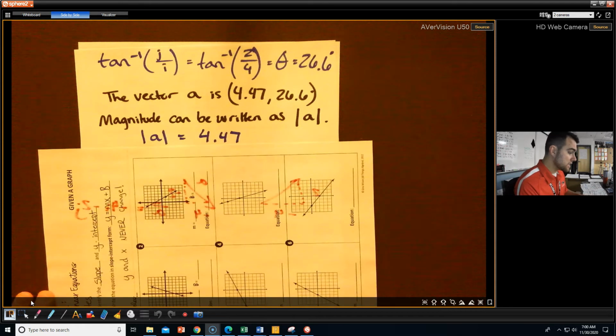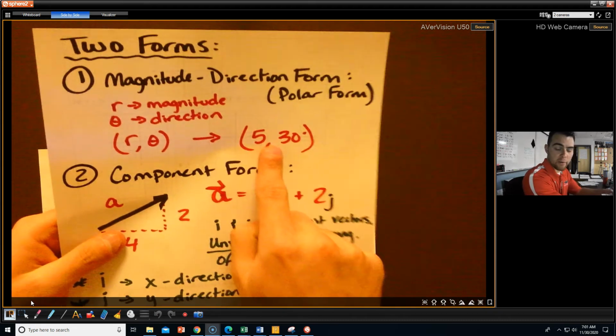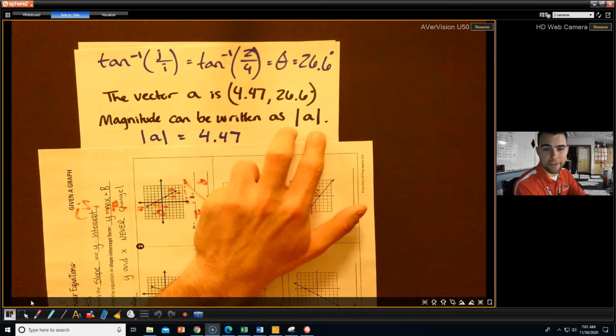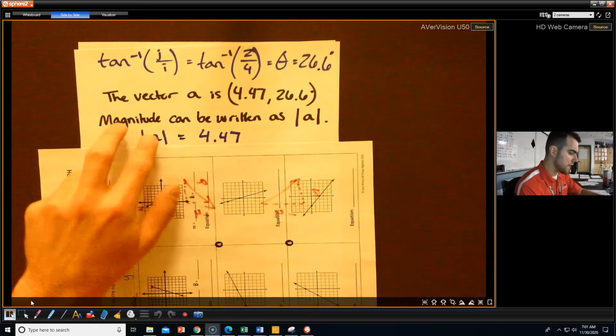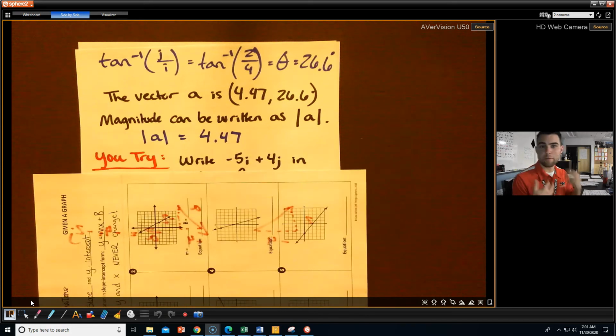And so I could say that the vector A is 4.47, 26.6 degrees. That's exactly how we expressed it here when we were looking at our 2 forms. Magnitude can also be written as this. This is kind of the absolute value symbol. And so if I wanted to say the magnitude of A, I could say it equals 4.47. Okay? A lot of different ways to express these.